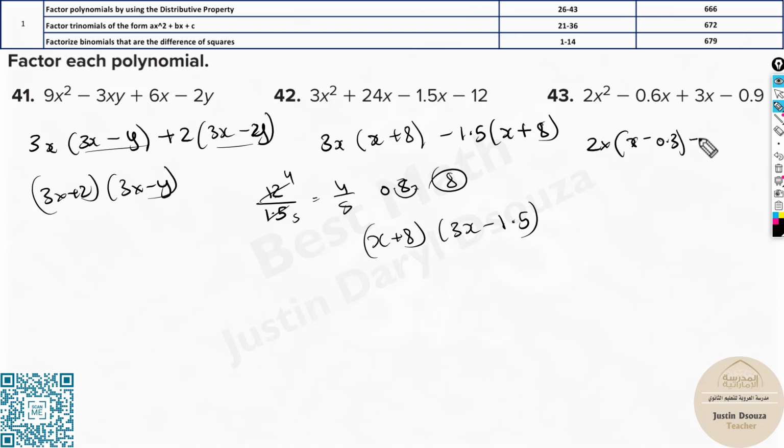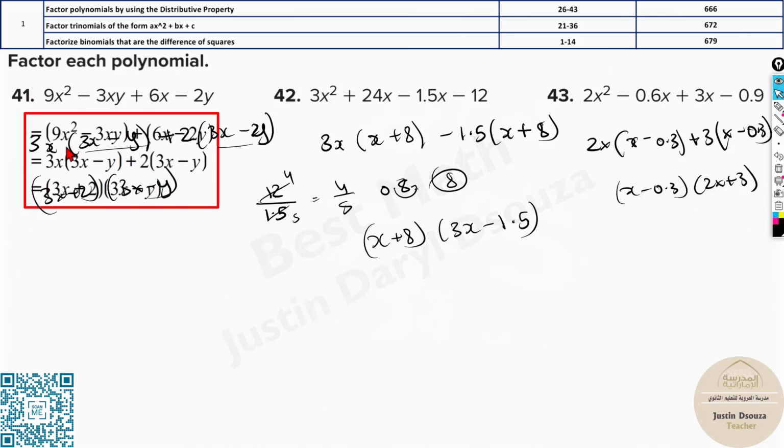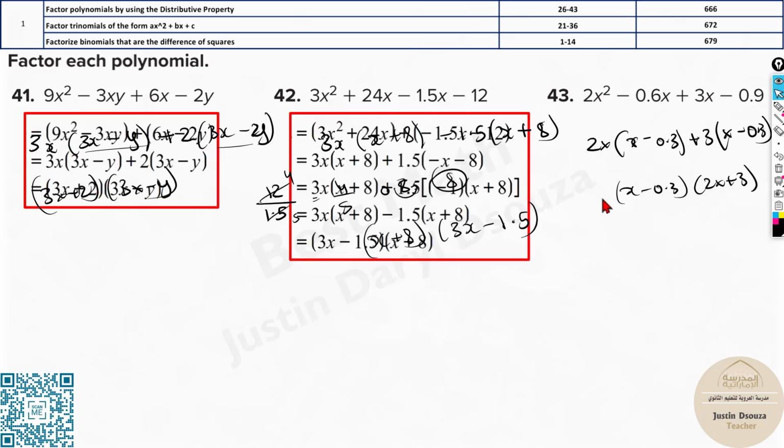Now what happens here, you should take plus 3 outside. Why? Because you have to have x alone. Now this 0.9 divided by 3 is 0.3. And now x minus 0.3 is a common term, and you're remaining with 2x plus 3. So this is how we solve these terms. You can see these are all the answers.